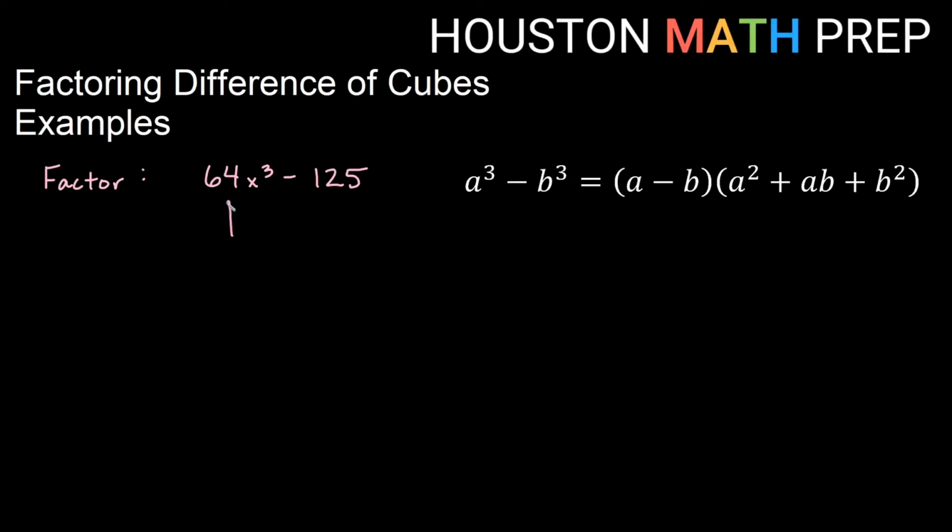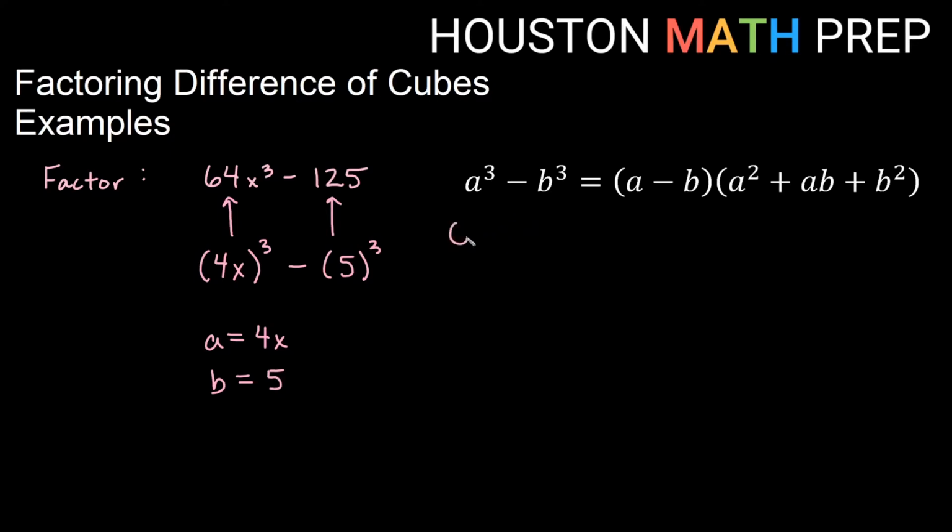So I want to figure out what my a and b are in my formula. What is being cubed to give me 64x cubed? Well, 64 is 4 cubed, and obviously x cubed is x cubed. And 125 is actually 5 cubed, so all of these are perfect cubes. And we have subtract, it's a difference of cubes. So here we're saying in our formula we are going to use a is 4x, and b is 5.